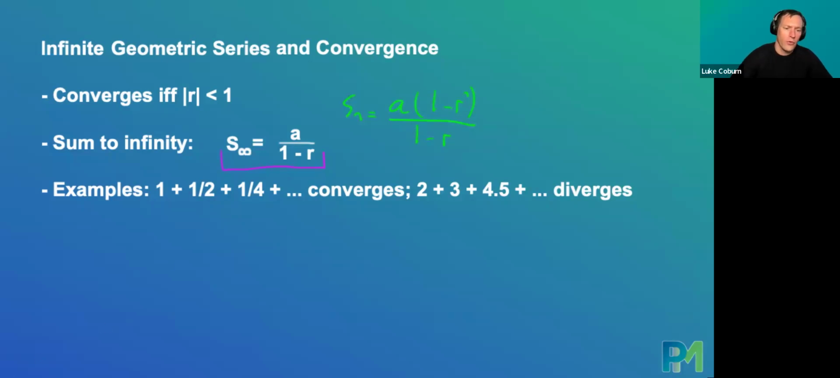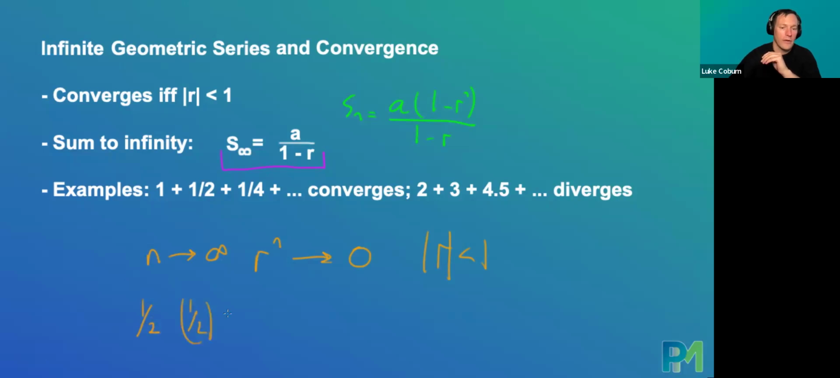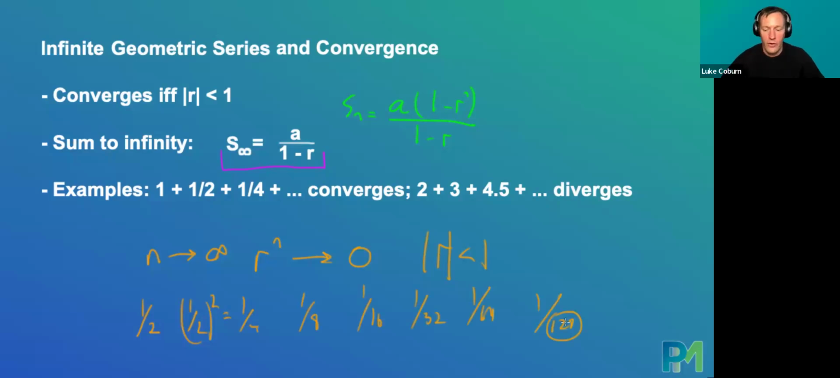And what we're going to do is realize that as n goes to infinity, r to the power of n goes to 0. This is kind of easy to see, right? This only happens when the absolute value of r is less than 1. For example, think of a half. A half squared is a quarter, then a half to the power of 3 is 1/8, then 1/16, then 1/32, then 1/64, then 1/128. So that bottom number, the denominator in the fraction, keeps getting smaller and smaller and smaller, okay?